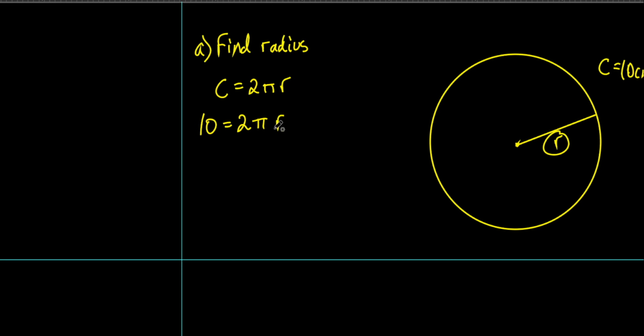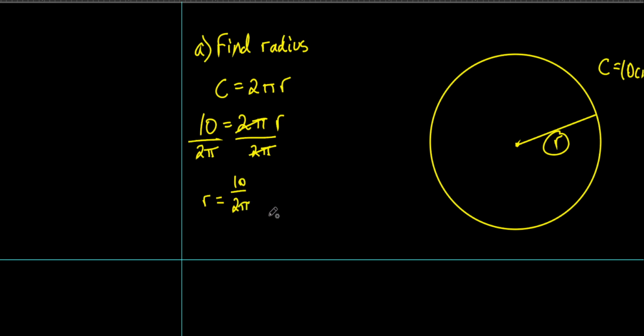So I want to get r by itself. So what do I have to get rid of? The 2 and the pi, right? So how do I get rid of that 2 and that pi? It's being multiplied, so I divide, right? So I divide by 2 pi. I come over here and what? Divide by 2 pi, all right? 2 pi's cancel out, so r equals 10 over 2 pi.